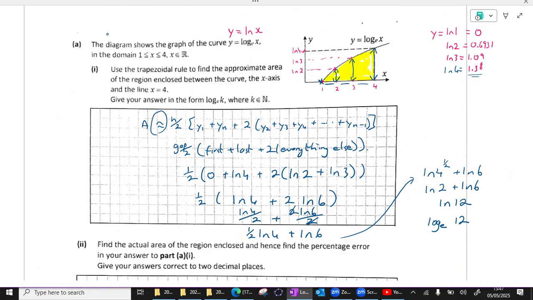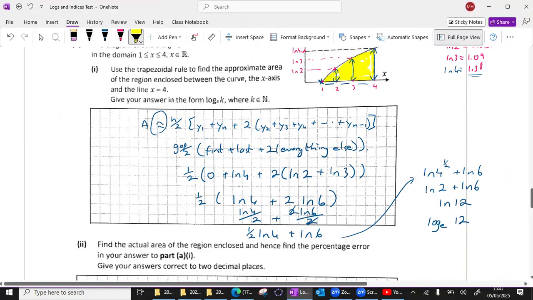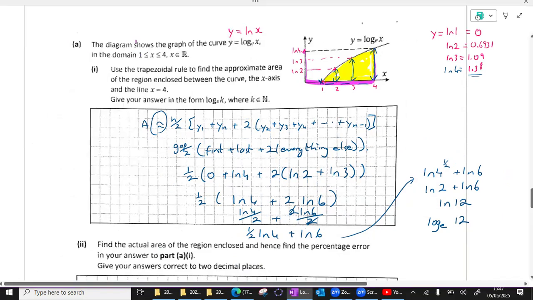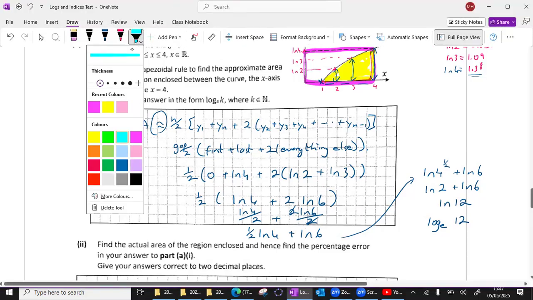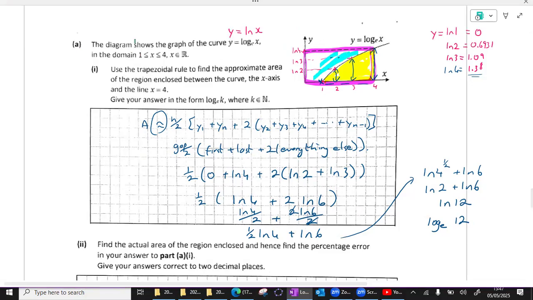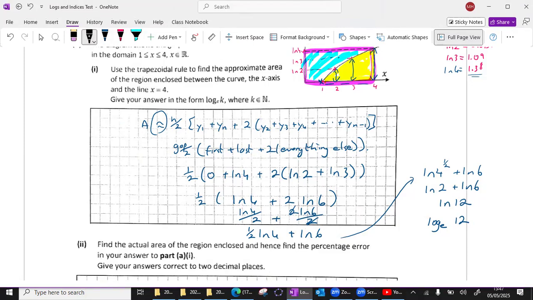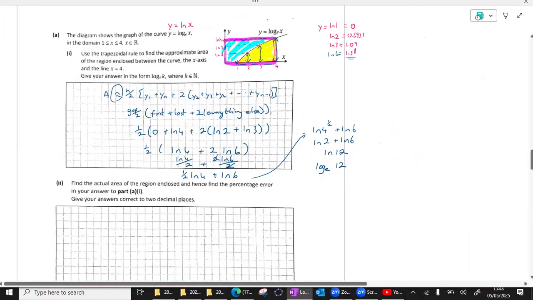So I'm thinking if we were able to get the area of the full pink region there, and then we were to subtract away the blue, that should leave us with the yellow. So what I'm going to do is get the area of the pink section, which is a rectangle, and then subtract away the blue. And if I do that, that leaves me with just the yellow. So let's have a look for that.